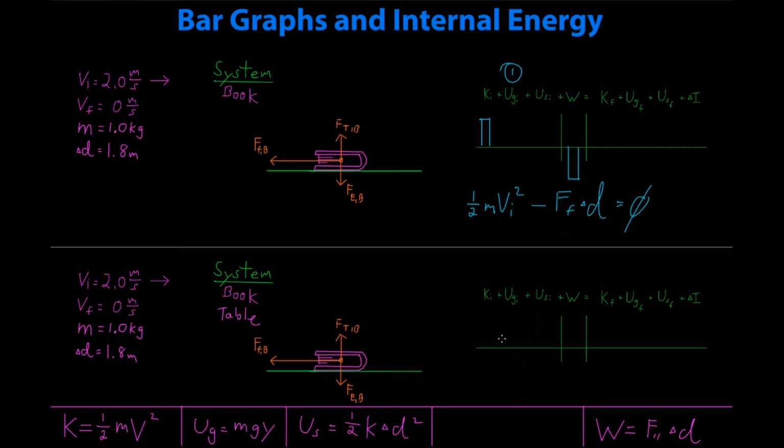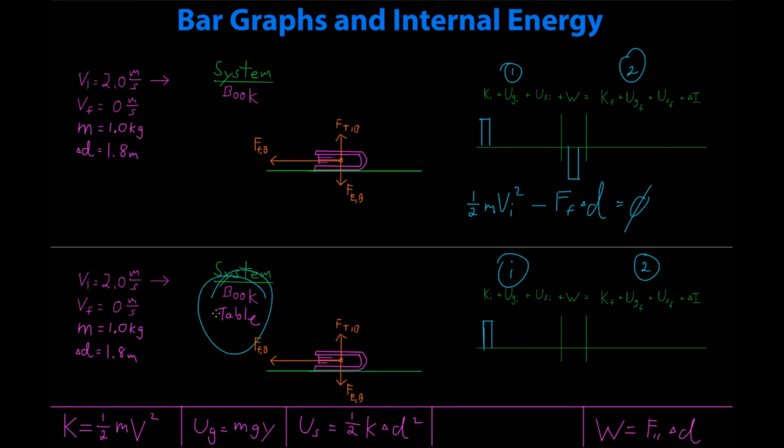Now let's take a look at the exact same question with one difference. If I keep the table in the system, again, I'll start with my initial kinetic energy. Now, the second part I want to look at is the final state. The book had kinetic energy. Energy can't be destroyed, so where did it go? Well, as the book slides across the table, energy is dissipated into the table as internal energy.